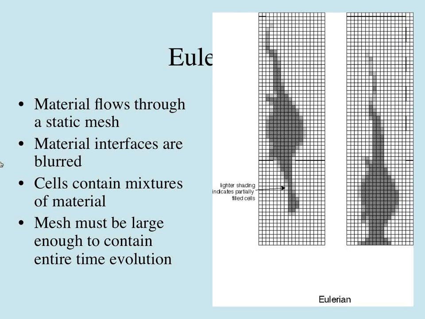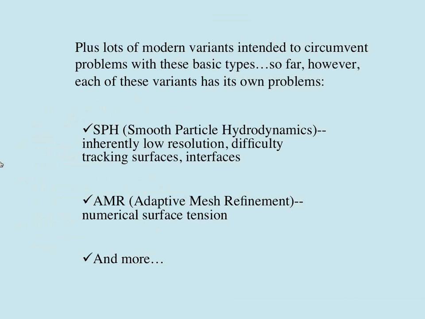In the Eulerian simulation, material flows through the static mesh. You blur material interfaces. Cells contain mixtures of material, and one has to develop different ways of handling that. There are dozens of ways of doing it, some more successful than others. And the mesh has to be large enough to contain the entire evolution, although adaptive meshes and moving meshes are now being developed. There are lots and lots of refinements on these basic types.